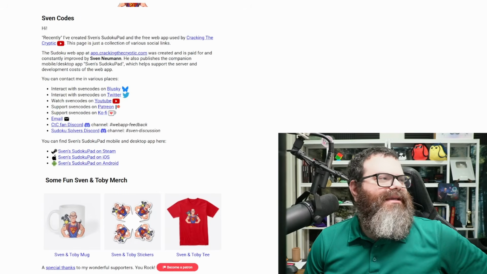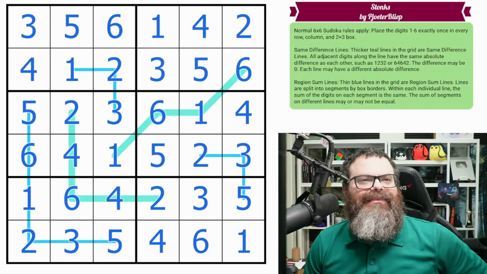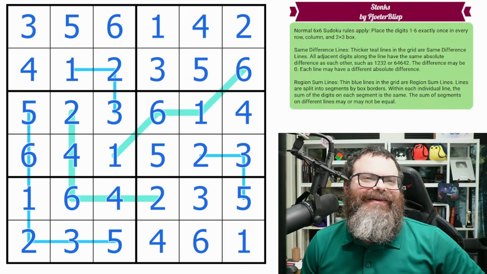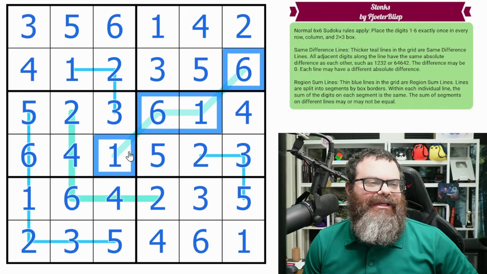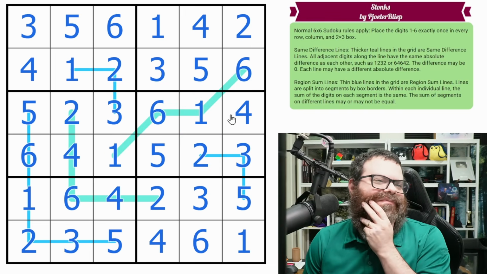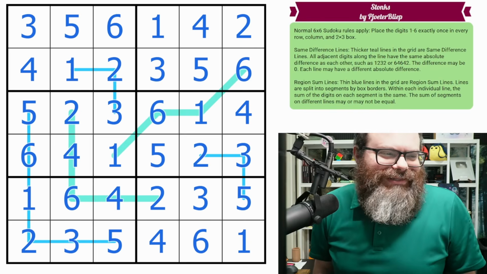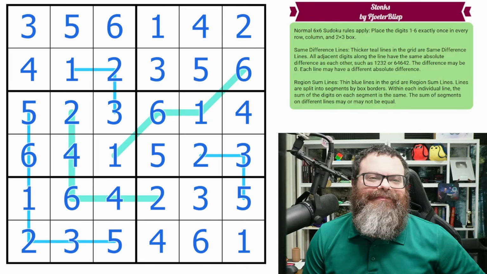Oh, what just happened? I think I hit help. Okay, we're back. So a nice puzzle, PjoeterBliep. I enjoyed that. I think that was cool logic. And this sort of bouncing around that same difference lines have to do when they're 3 or higher has been useful over and over again in the series. All right, well, how'd you do?